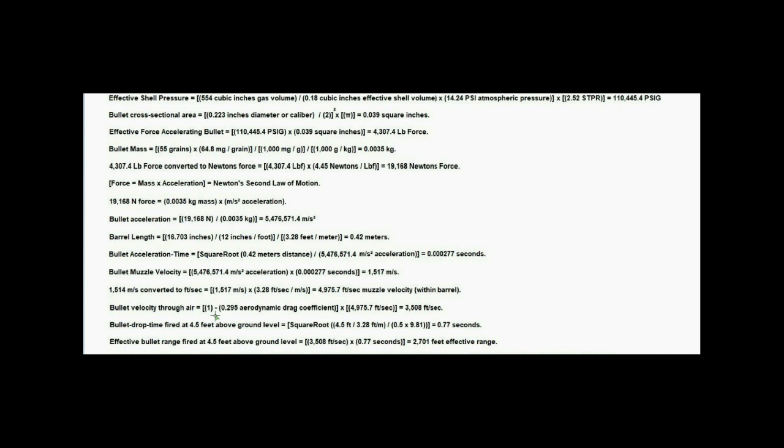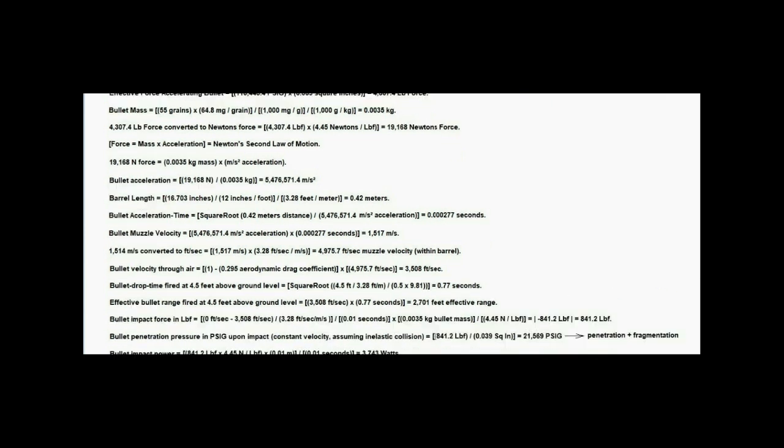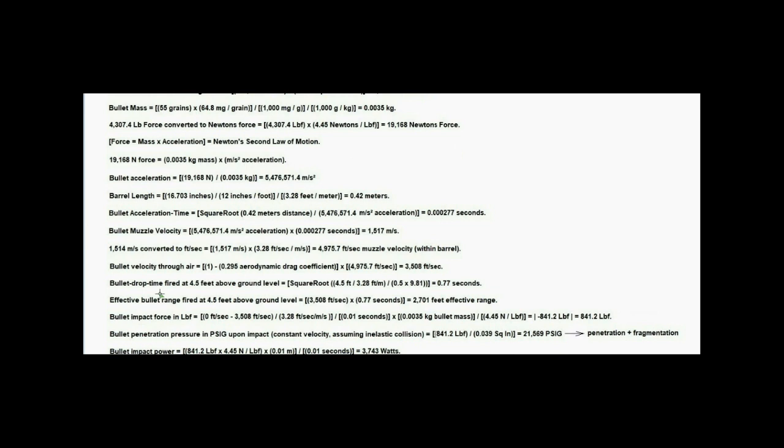aerodynamic drag is subjected to the projected frontal area of the round. So we can subtract 0.295 from 1 because it is a dimensionless, unitless coefficient, and multiply this times the muzzle velocity. So the constant velocity from discharge of the barrel to the target will equal a bullet velocity through the air equal to 3,508 feet per second.